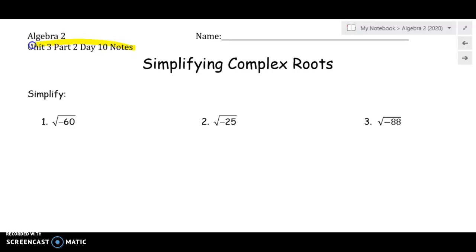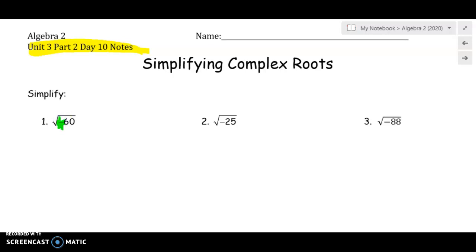Today we're going to be doing simplifying complex roots. Similar to yesterday, there's just one major difference. If you look at the notes from yesterday and the notes from today, they look the same, with the root and the number underneath it. We're going to do a factor tree, so that's all the same. The big difference for today, if you look at this very first problem, is the minus sign.